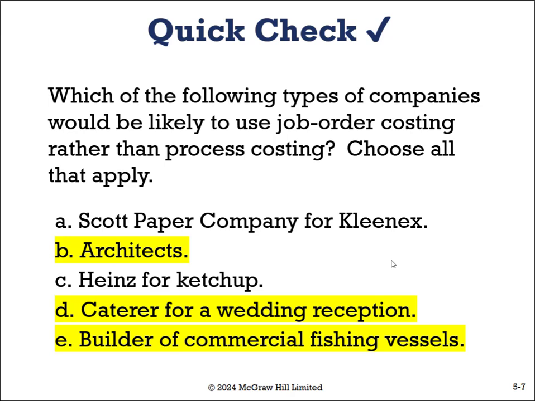All right, welcome back. If you said architects, caterers for wedding reception, and a builder for commercial fishing vessels, you would be correct. So, toilet paper is a lot like Kleenex. You don't know one sheet from another, one box from another. That's process. However, architects are likely brought in to design and oversee large-scale, unique, custom projects.